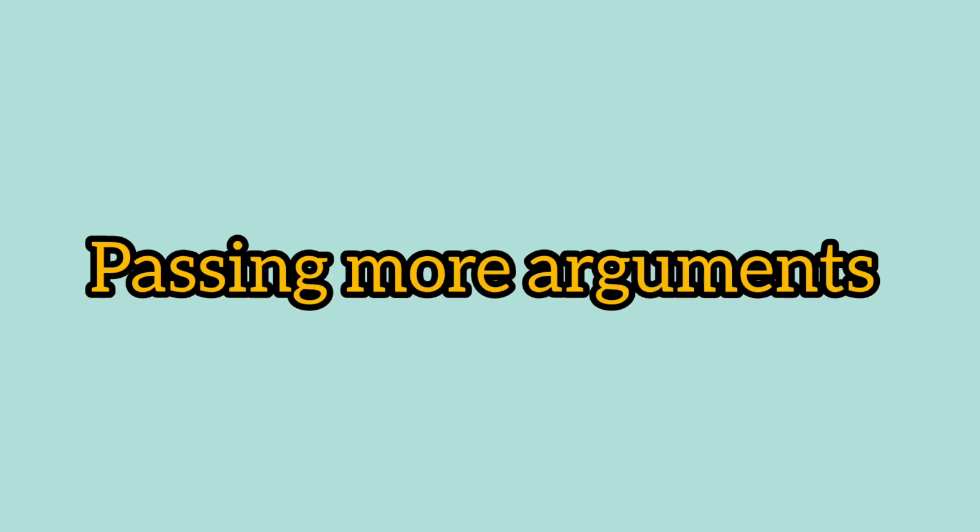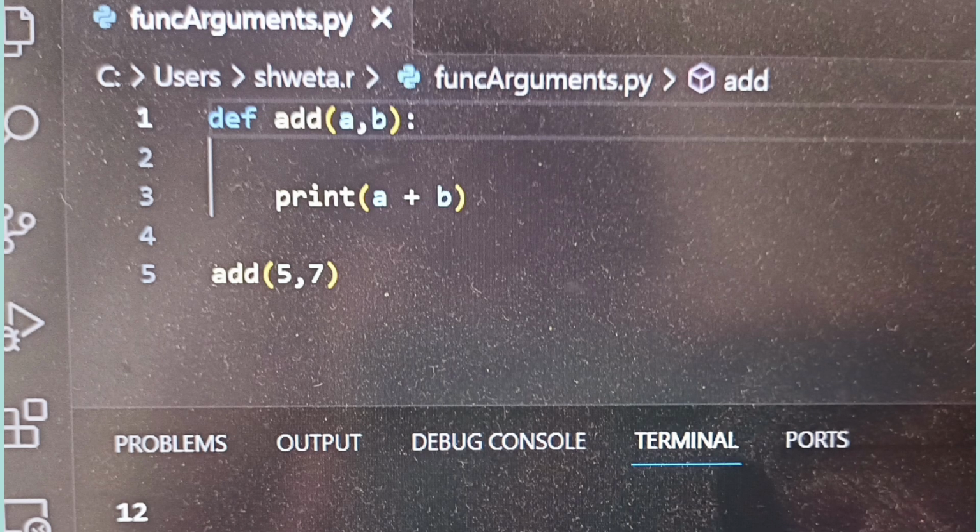You can also pass more than one argument to a function. For example, here in function add, we have created two arguments, a and b, and while calling the function, we are passing two numbers, 5 and 7, and the function adds these two numbers and prints its result.